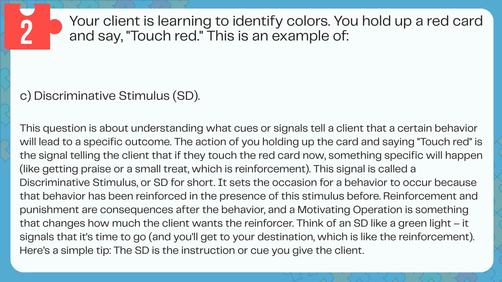It sets the occasion for a behavior to occur because that behavior has been reinforced in the presence of this stimulus before. Reinforcement and punishment are consequences after the behavior, and a motivating operation is something that changes how much the client wants the reinforcer. Think of an SD like a green light. It signals that it's time to go, and you'll get to your destination, which is like the reinforcement. Here's a simple tip. The SD is the instruction or cue you give the client.